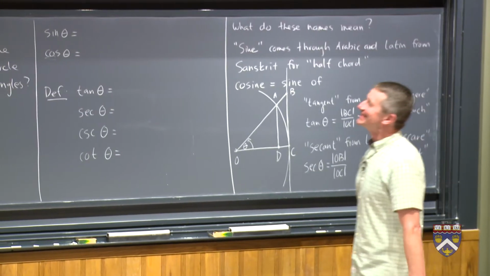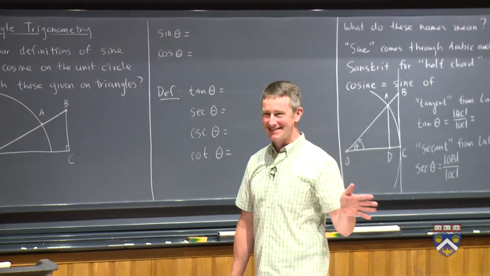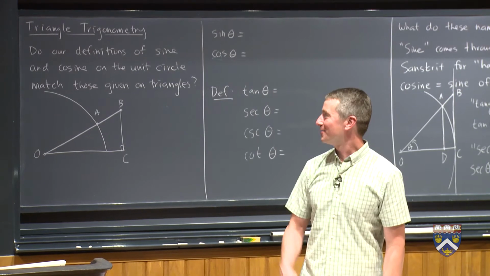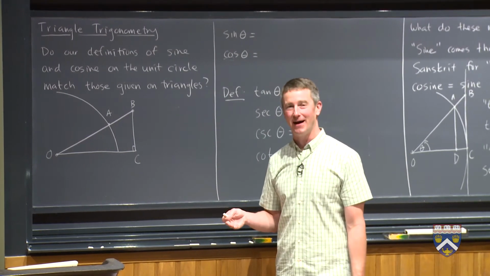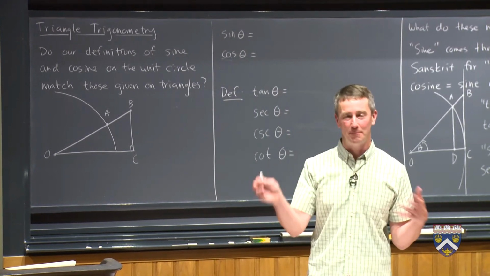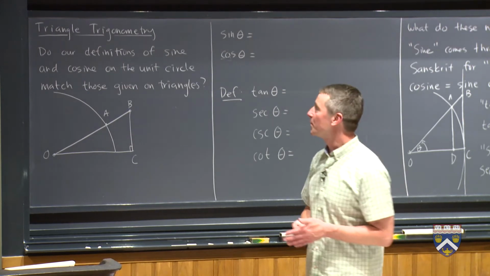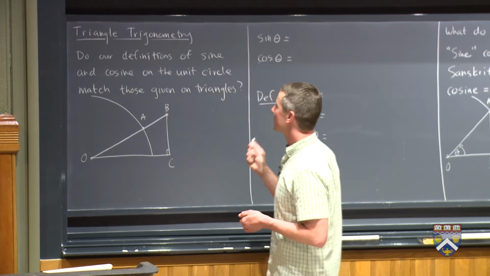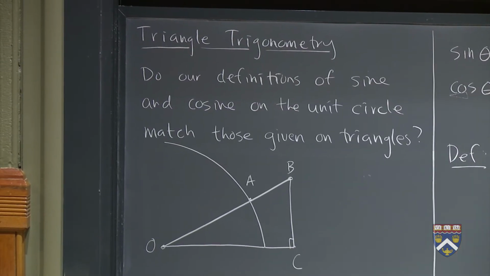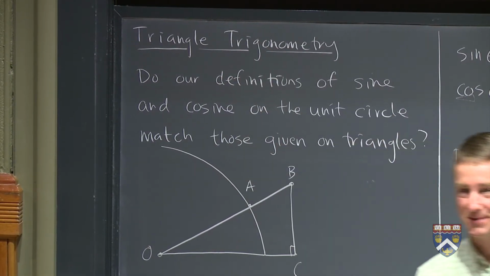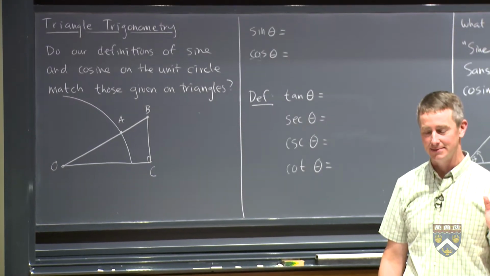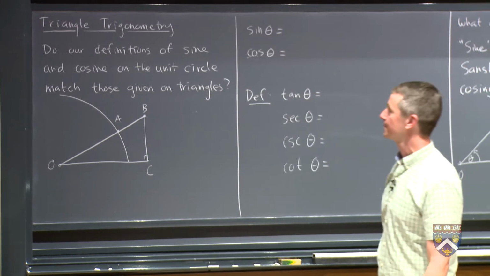So we defined the functions on the unit circle, sine and cosine, at the start of this unit. But we mentioned that you might have learned them on triangles, learning like ratio of opposite over adjacent and things like that. We want to make sure that our definitions of sine and cosine on the unit circle match those given on triangles. So I've called this triangle trigonometry. That seems a little redundant, but it's meant to be as contrasted with unit circle trigonometry.